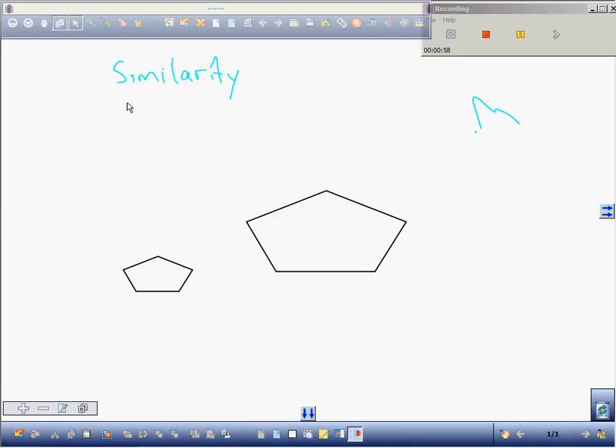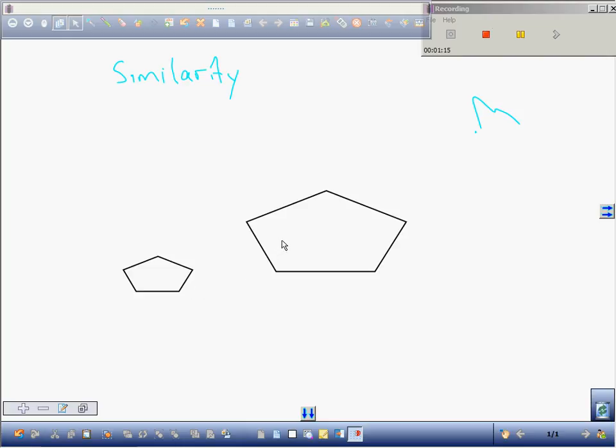Are these two figures similar? Yes. What makes them similar? Same shape. The sides are proportional. What about the angles, Lena? They're the same on each.